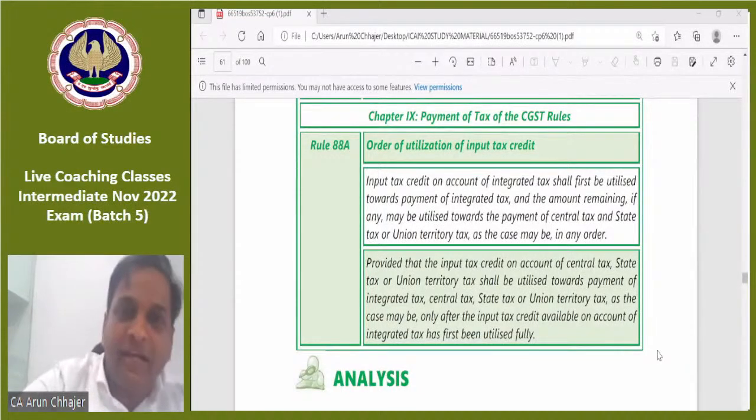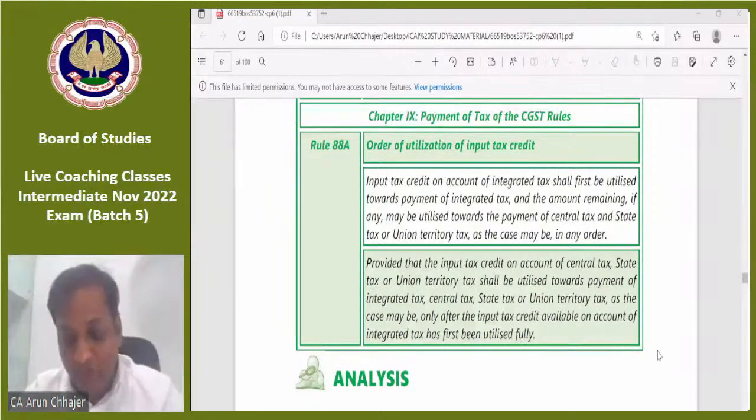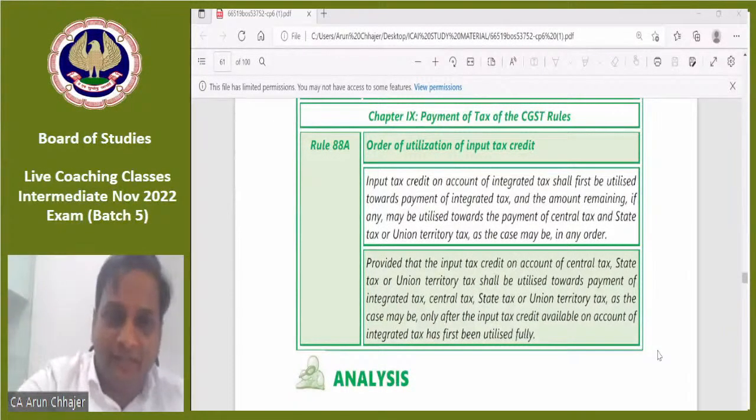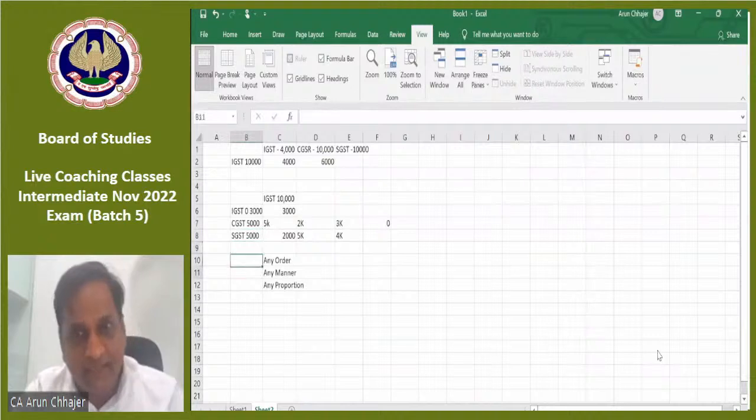Clear? Let me ask one practical question. We'll discuss 2-3 practical questions, and you give the answer. This is not like a study material question. It's framed by me only. A general question.